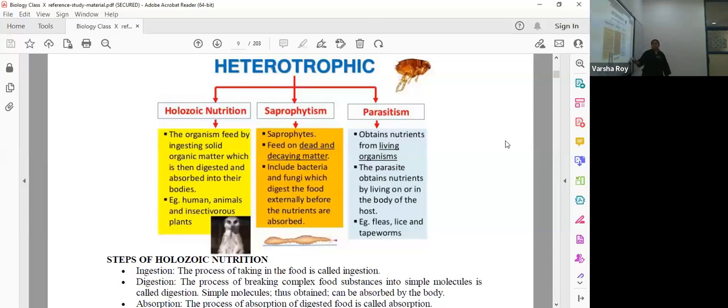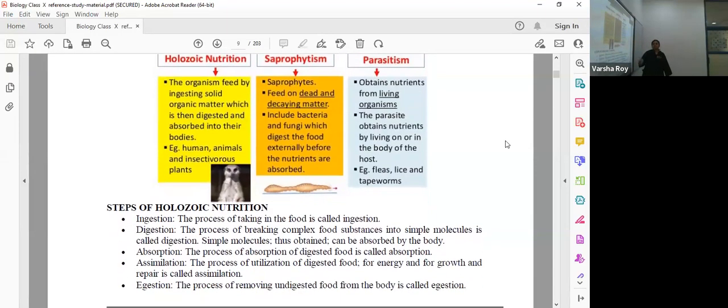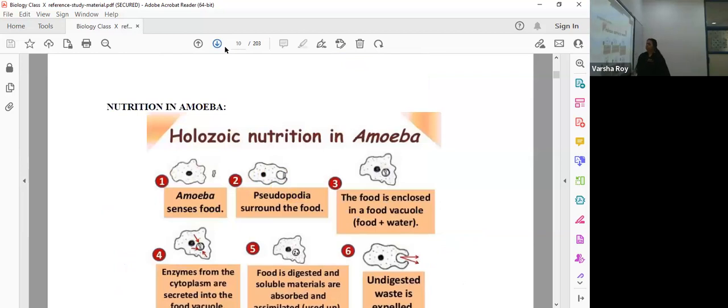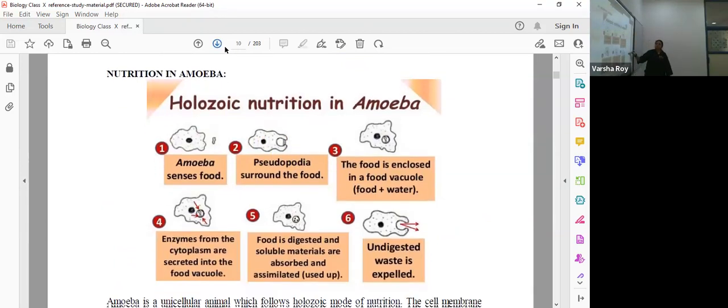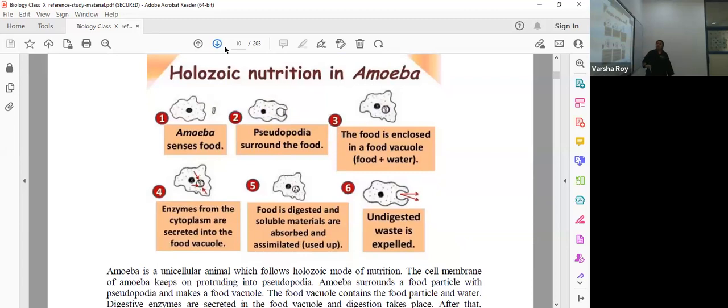So different modes. Now, what are the steps of holozoic nutrition? How many steps are there? What is the correct step? It is asked. Ingestion, digestion, absorption, assimilation, and egestion. So these are the various 5 steps of nutrition. And especially in case of amoeba, you can see here the holozoic mode of nutrition in amoeba.